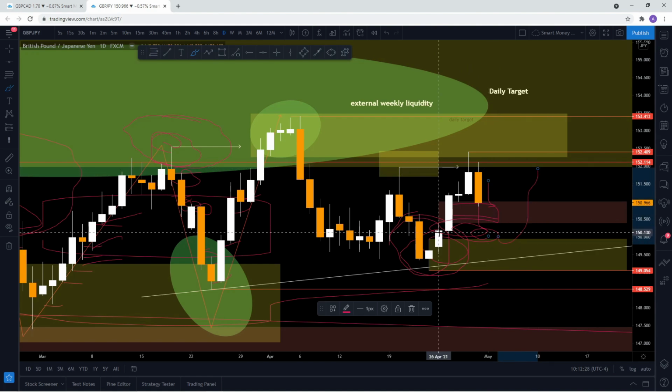Remember, when we are hitting a key higher time frame level, expect the daily to enter in consolidation, and when price is moving forward after grabbing the liquidity, expect the highs and the lows to be respected depending on if we are on a bullish or a bearish trend.